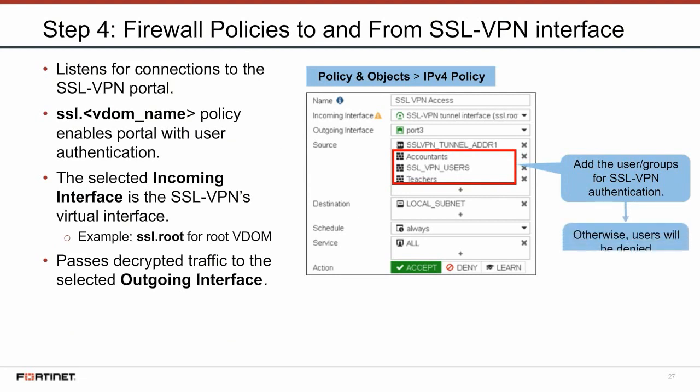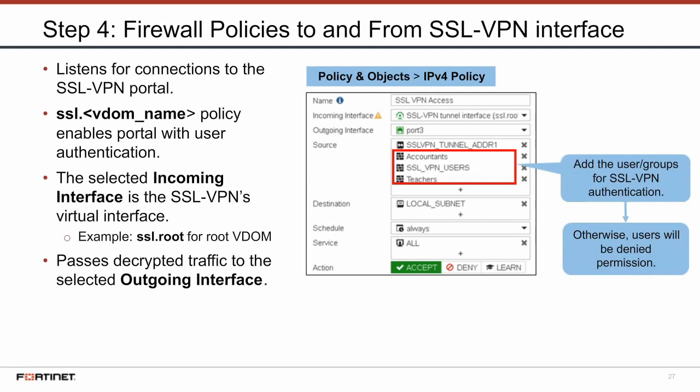The fourth and last mandatory step involves creating firewall policies for logging on. SSL VPN traffic on FortiGate uses a virtual interface called ssl.vdom_name. Each virtual domain, VDOM, contains a different virtual interface based on its name. By default, if VDOMs are not enabled, then the device operates with a single VDOM called root.